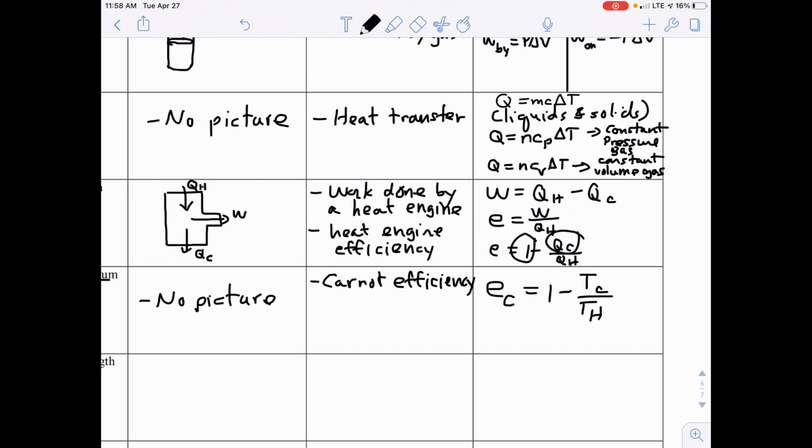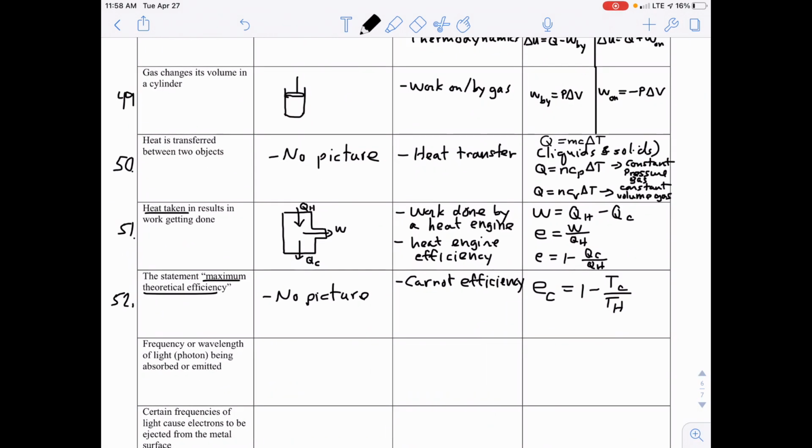Q_C is the heat leaving the engine to a cold reservoir. It's the extra heat that's not needed from the system. So 1 minus the inefficiency would, of course, be the efficiency, right? Well, this is 1 minus the inefficient temperature, if you will. It's not really dealing with heat, it's dealing with temperature. Hence the theoretical nature of that particular form of efficiency.